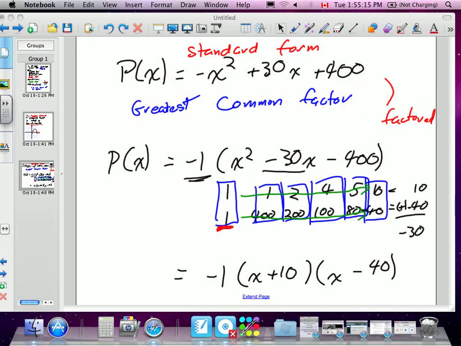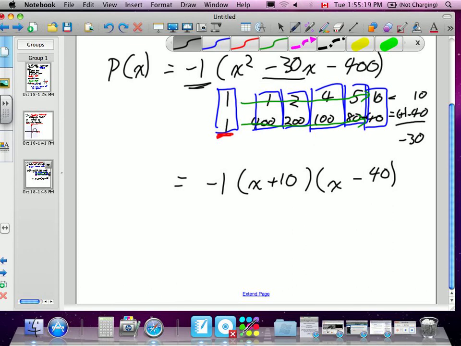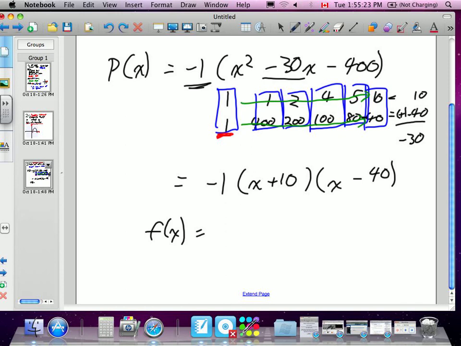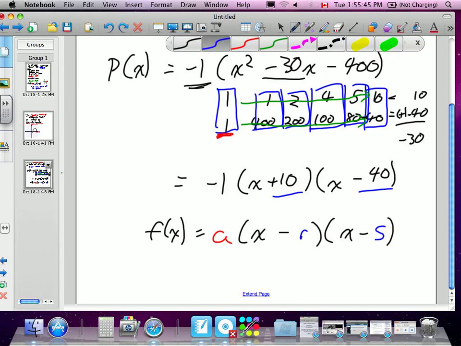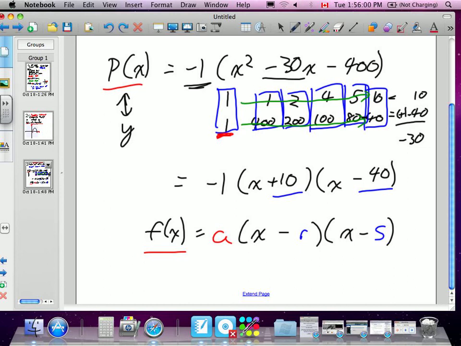If you remember, our factored form was f of x equals a times x minus r times x minus s. So our r and s in these equations are 10 and -40, our x intercepts. If I want to graph this, recall that f of x is technically our y. In this equation, we have p of x because we're finding profit. So I'm going to substitute y in for p of x. Instead of writing p of x, I'm going to put y equals -1 times the bracket x plus 10 and the bracket x minus 40. That way we can go about trying to find our x intercepts.